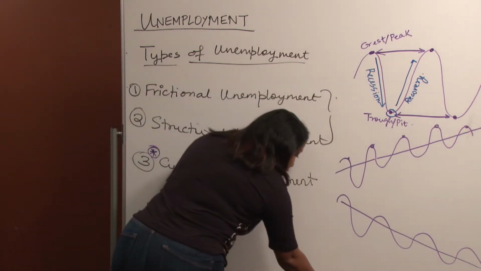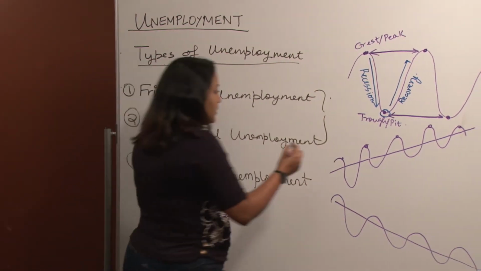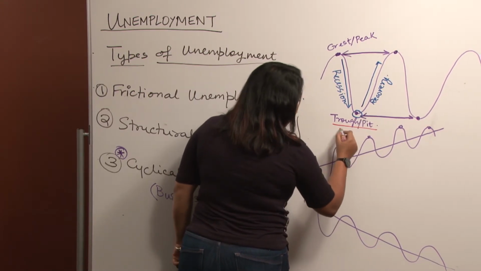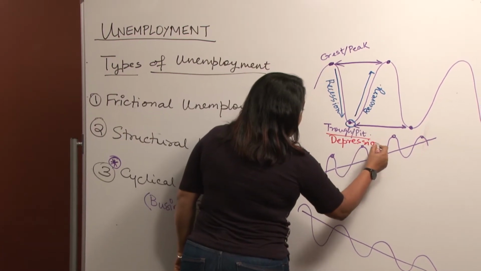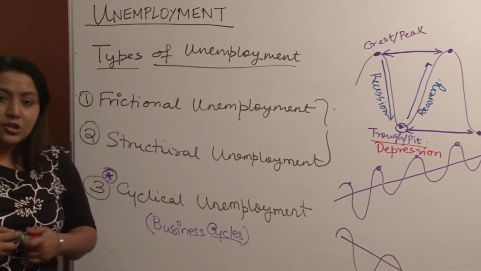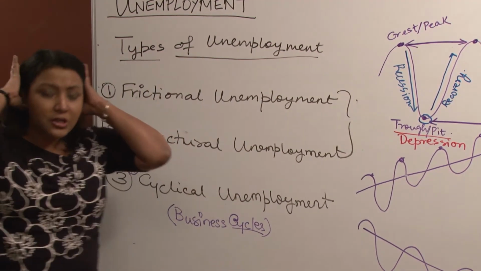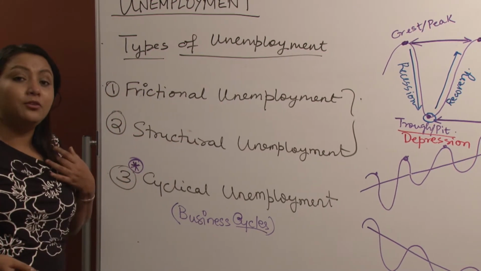Now then, where is depression here? Where does depression really fit in? Depression is the worst kind of recession. So another word for this trough or pit is basically depression. So depression is nothing but the worst kind of recession. Now the last time the United States really saw depression was in 1931. Since then it has only been recessions.